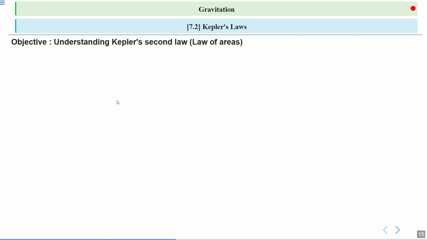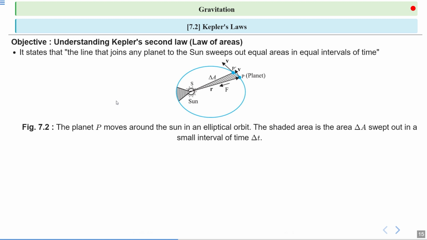We are going to explore Kepler's second law, also known as the law of areas. Kepler's second law states that the line joining a planet to the sun sweeps out equal areas in equal intervals of time. This means that a planet moves faster when it is closer to the sun and slower when it is further away. So let's look at the figure to visualize this concept.